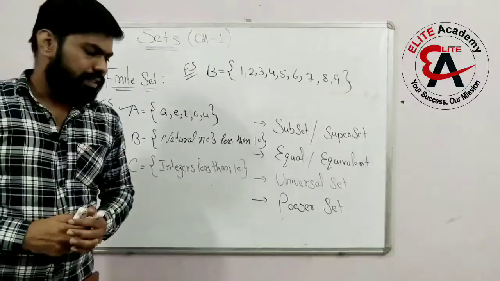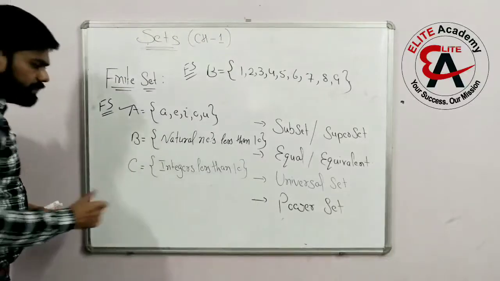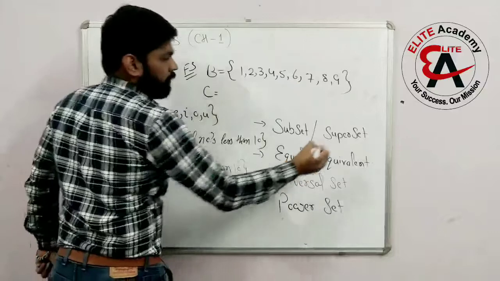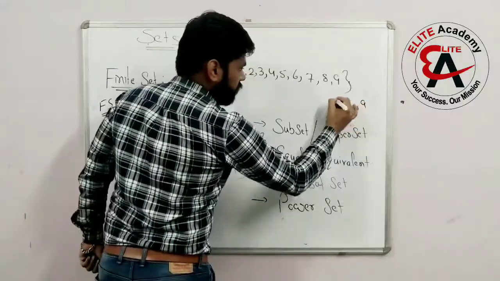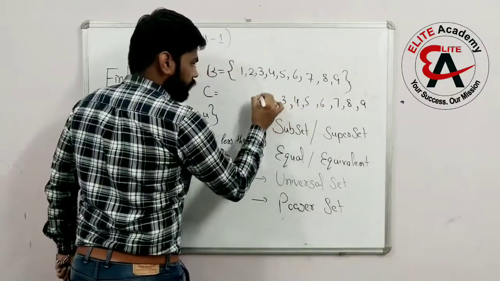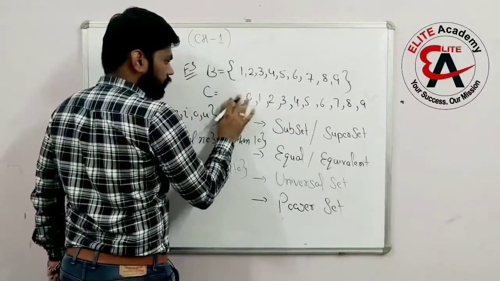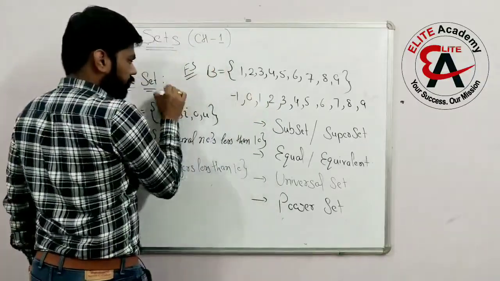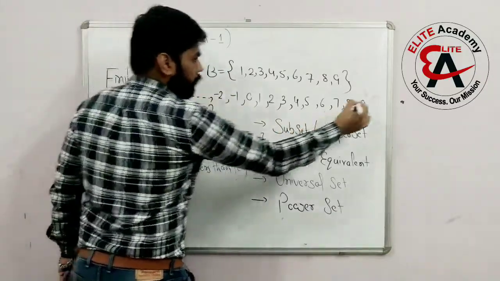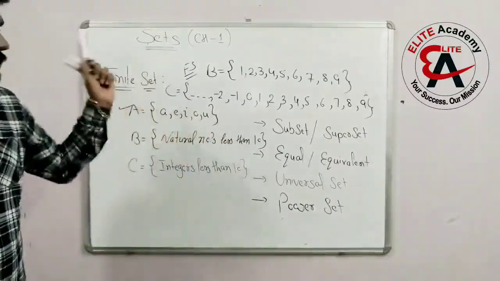Clear or not? Meaning a set whose cardinal number is also finite, that is a finite set. Okay? But if I talk about integers less than 10, it will be 9, 8, 7, 6, 5, 4, 3, 2, 1. But it won't stop. 0, -1, sorry, -1, -2, and it will go on and on and on. It will not pass over anywhere. -3, -4, -5, -6, -7, -8, -9.